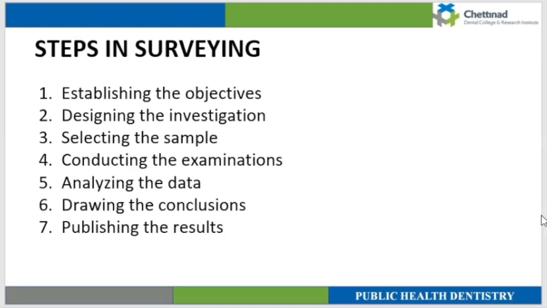Then next, coming to steps in surveying, there are 7 steps. First step is establishing the objective. Second is designing the investigation. Third, selecting the sample. Fourth, conducting the examination. Fifth is analyzing the data. Sixth is drawing the conclusion. Seventh one is publishing the results. Now we can see each step in detail.